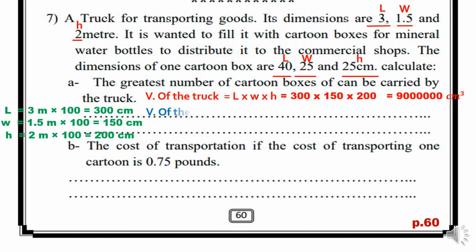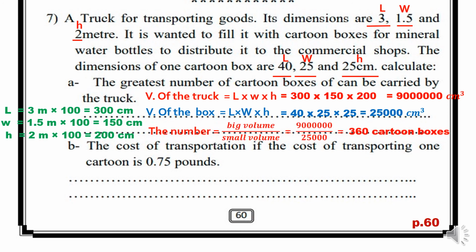And then I have to get the volume of the carton box. It's equal to length times width times height, which is 40 times 25 times 25. These are the dimensions of the carton box, equals 25,000 centimeter cube. To get the number, I have to divide the big volume over the small volume. So the big volume, 9 million over 25,000, equals 360 carton boxes. So I got the number of carton boxes.